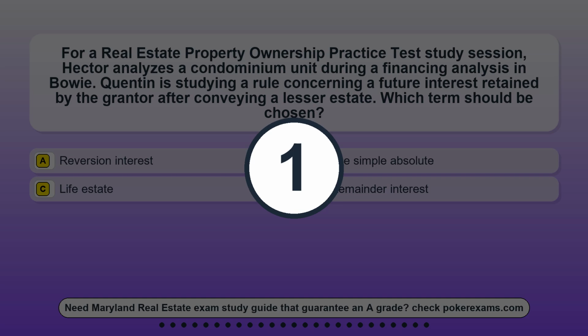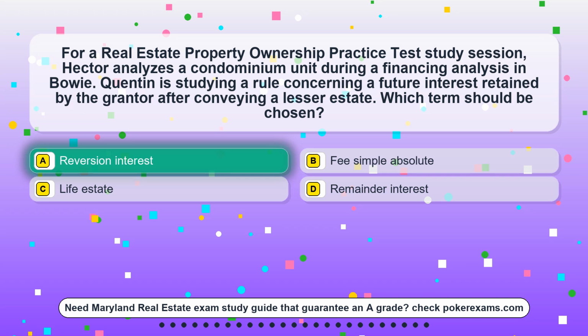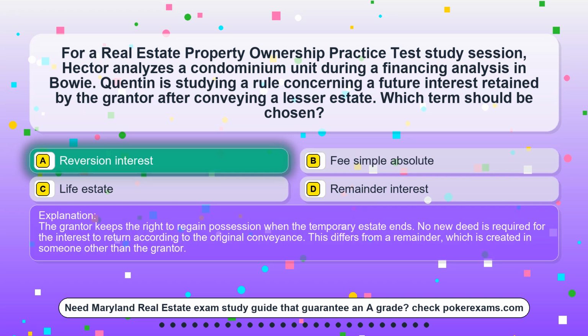The correct answer is option A, reversion interest. The grantor keeps the right to regain possession when the temporary estate ends. No new deed is required for the interest to return according to the original conveyance. This differs from a remainder, which is created in someone other than the grantor.